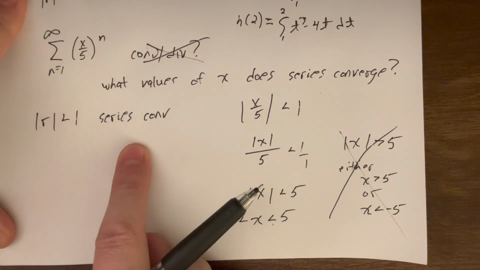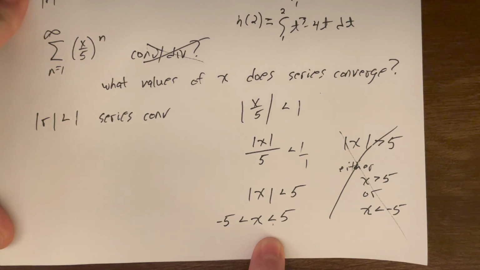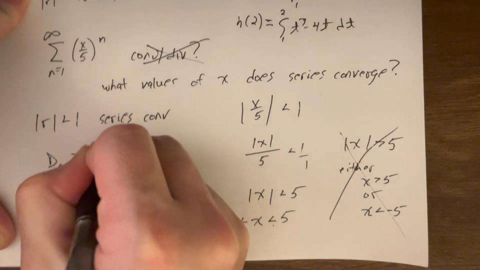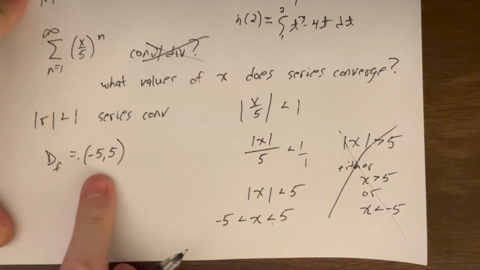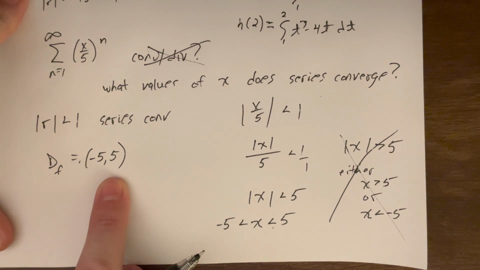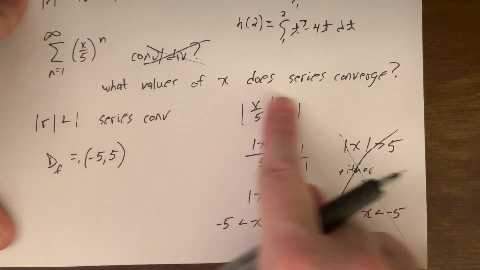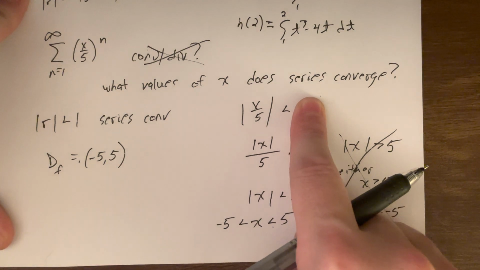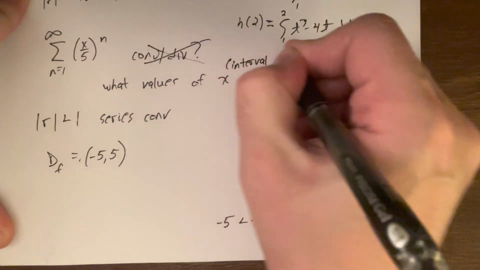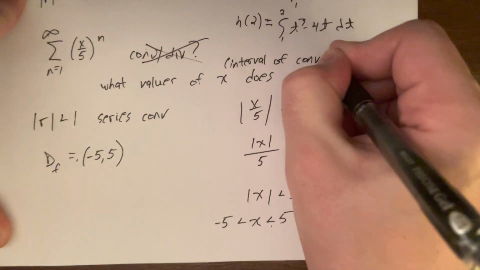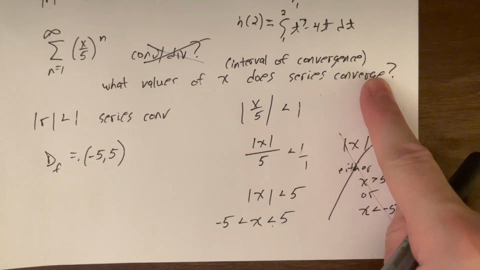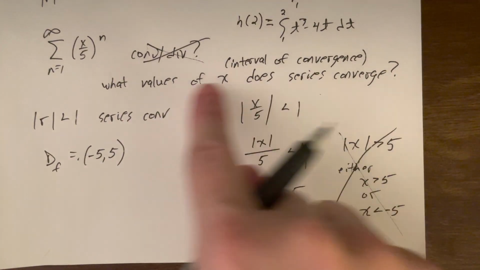So this series converges for these values. In the language of functions, the domain of f would be negative 5 to 5. And in just a moment, this idea of for what values of x does the series converge, we are going to formally call that the interval of convergence. I will define that in just a moment, but that is exactly what this is describing.